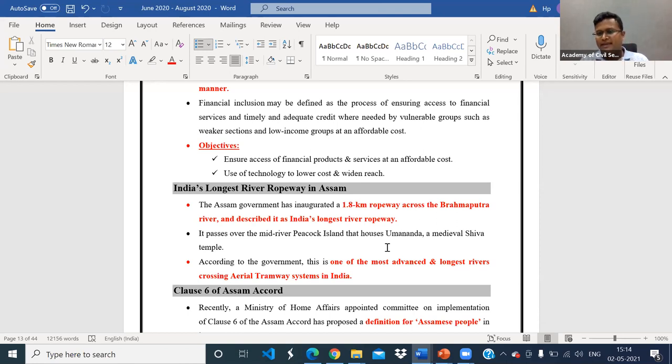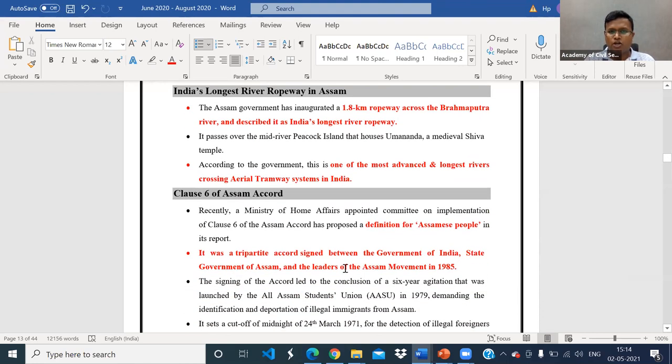This river ropeway aims to facilitate the transportation of pilgrims to a temple, the Umananda Temple. It is a medieval Shiva temple on an island known as Peacock Island. The aim of this 1.8 kilometer ropeway is to carry the believers who want to visit this particular temple. And the next one, Clause 6 of the Assam Accord.